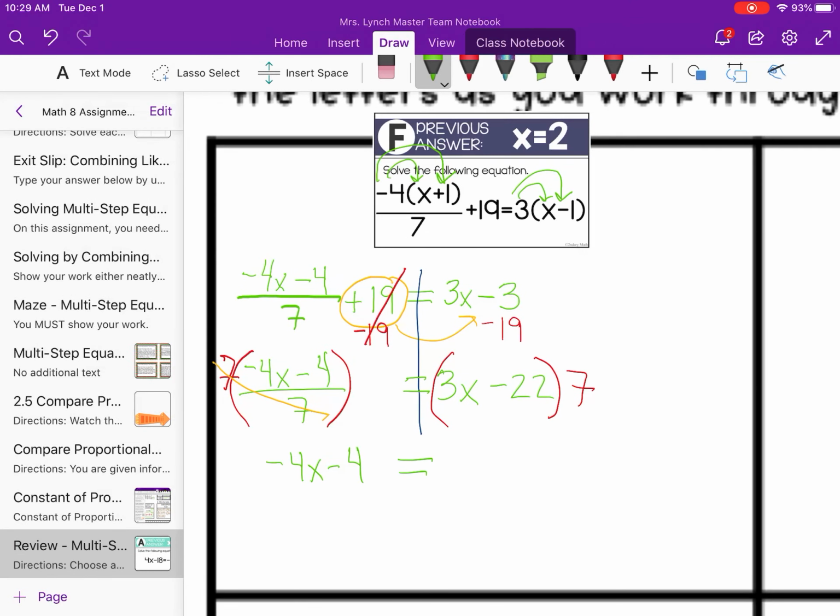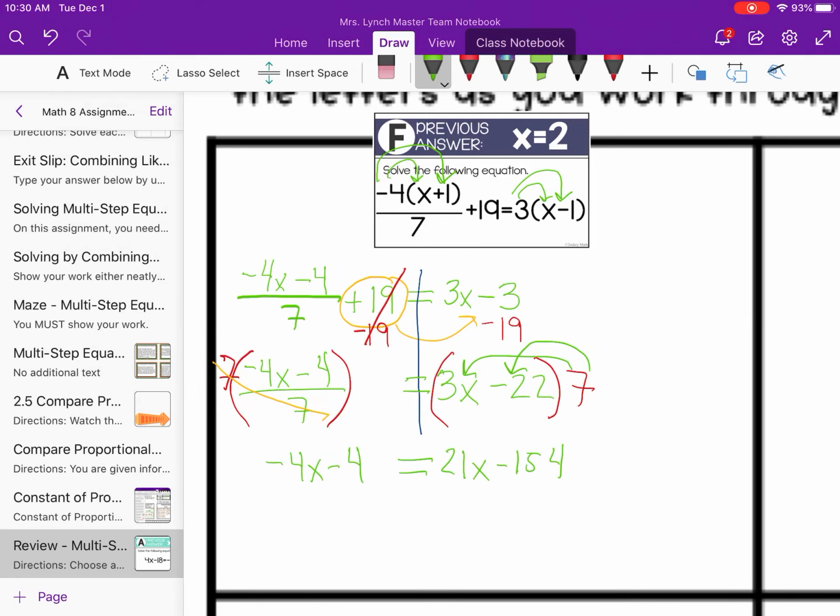Equals, and here's where we have to multiply. So we need to multiply, just like we did at the beginning, 7 times 3x and 7 times negative 22. 7 times 3x would be 21x, and 7 times negative 22 is negative 154. Okay, so now it's starting to not look as messy from what we started with. Now it's actually looking pretty simple compared to what we spent a lot of time on at the beginning of the year. Now we need to focus on bringing the x's together and bringing the numbers together.